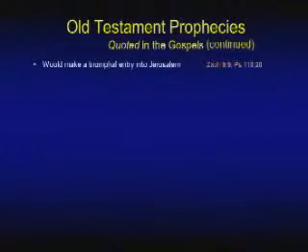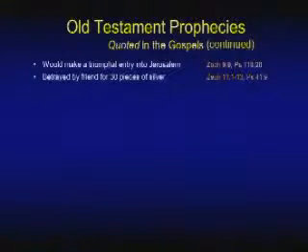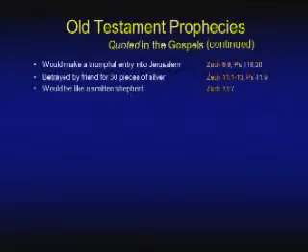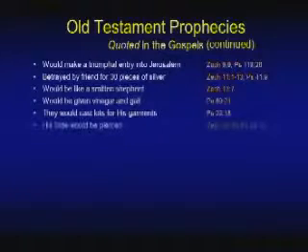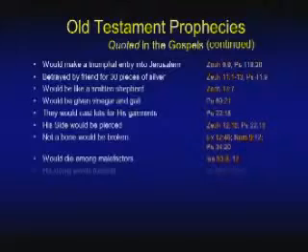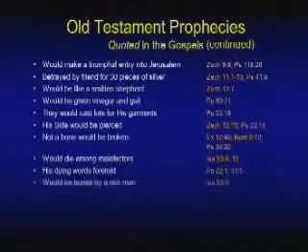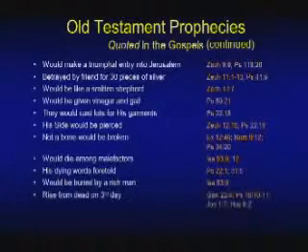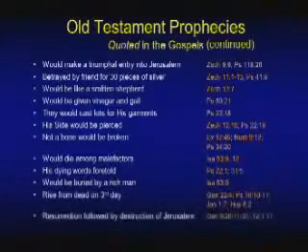And it goes on. He would make a triumphal entry into Jerusalem riding a donkey. He would be betrayed by a friend for 30 pieces of silver. He would be like a smitten shepherd, be given vinegar and gall. They would cast lots for his garments. His side would be pierced. Not a bone would be broken. He would die among malefactors. His dying words were foretold. He'd be buried by a rich man. He would rise from the dead on the third day. And his resurrection would be followed by the destruction of Jerusalem. This is just a sampling of a list of 300.